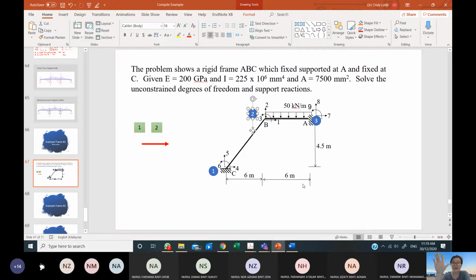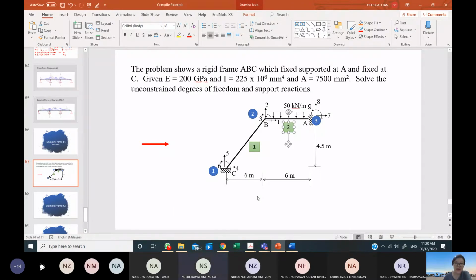Then we can put in the elements. In between the nodes, we are going to have the elements. I will put element number 1 here to indicate BC as element 1, and B to A is element number 2. Can you follow, class?